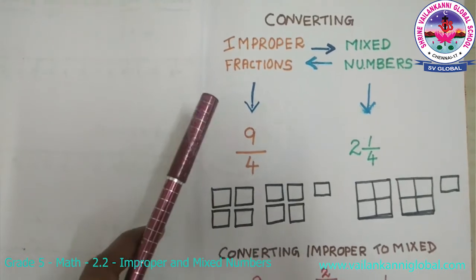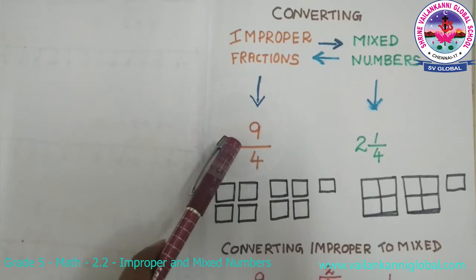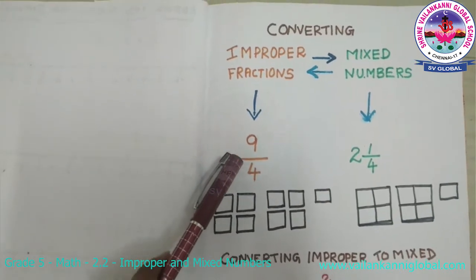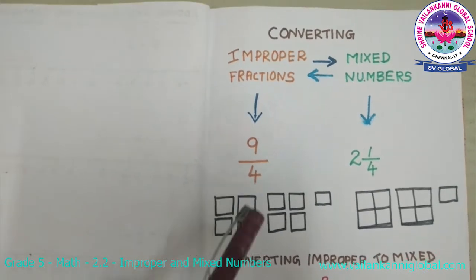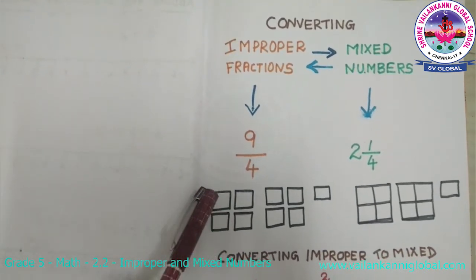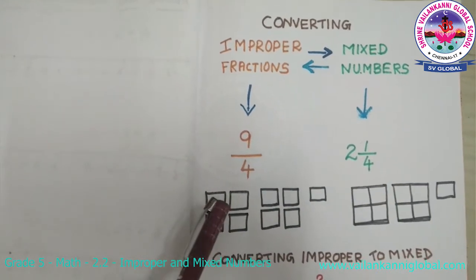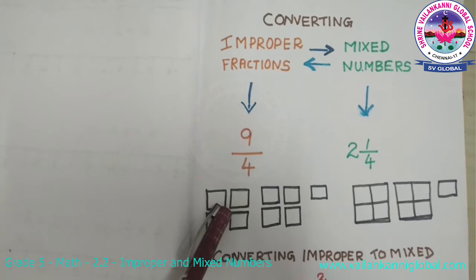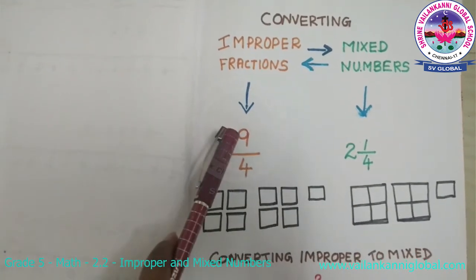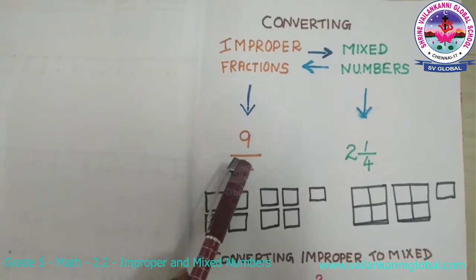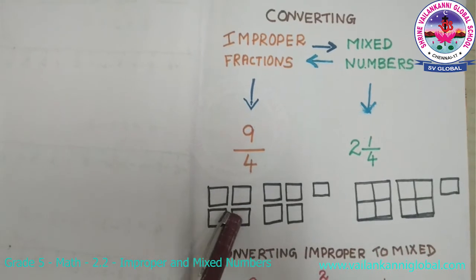An improper fraction is one in which the numerator is greater than the denominator. Here we have 9 parts. We divided one whole into 4 parts, and totally we have 9 parts. So 9 by 4. The 4 represents how much we divided that one whole into.